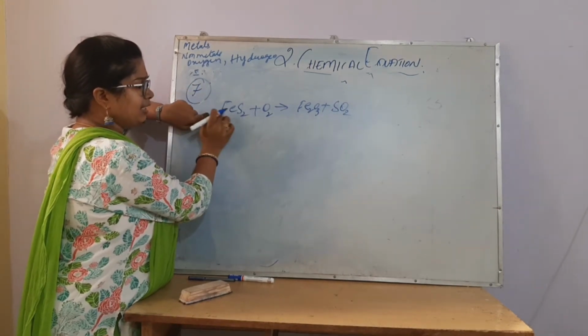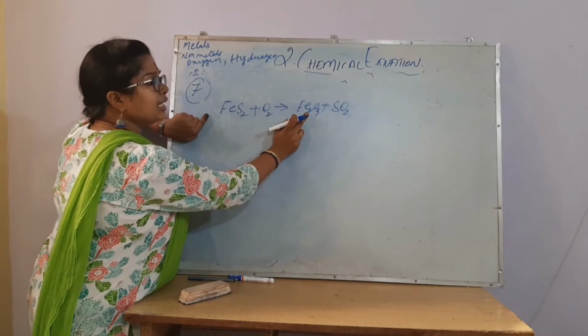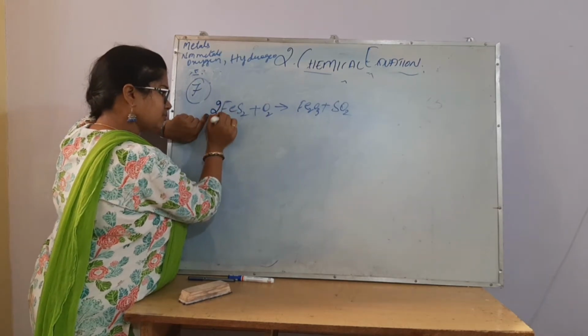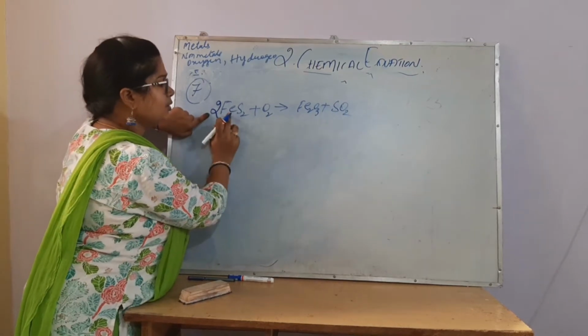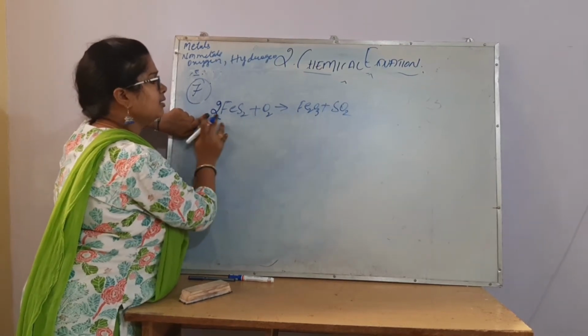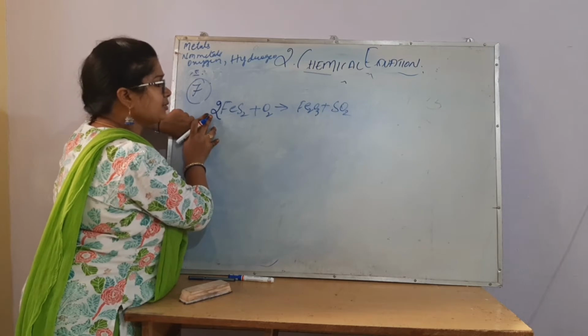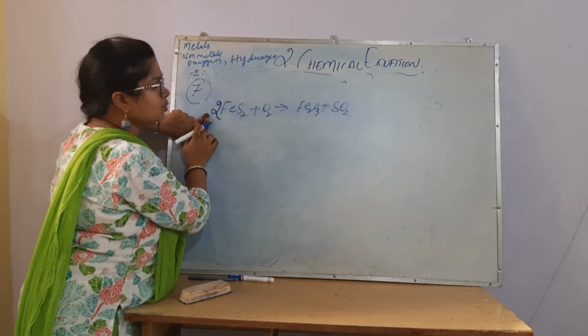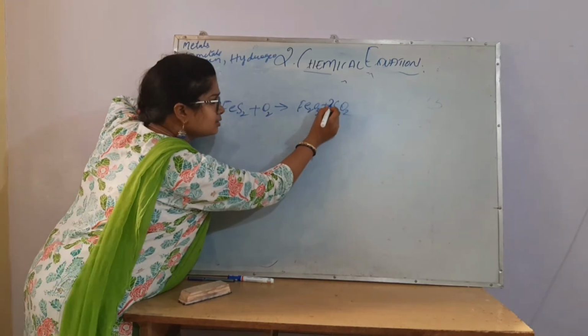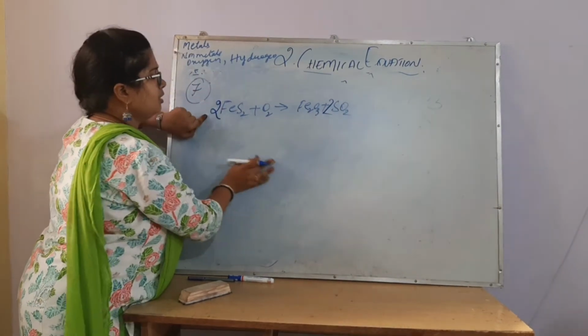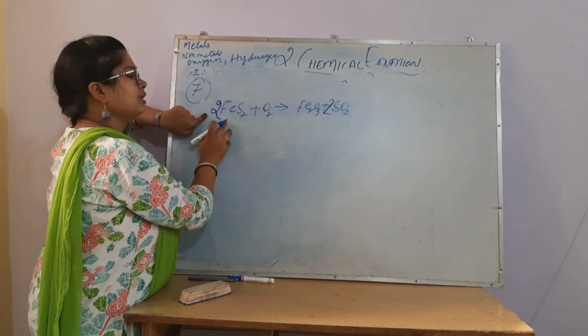Fe, only one. 1 into 1, 1. Here 2. Here 2. So, 2. Now, 2. 2. Done. Non-metals, you need 2. 2 2s 4. Here only 1. So, 2. Now, metals again. 2. 2 done.